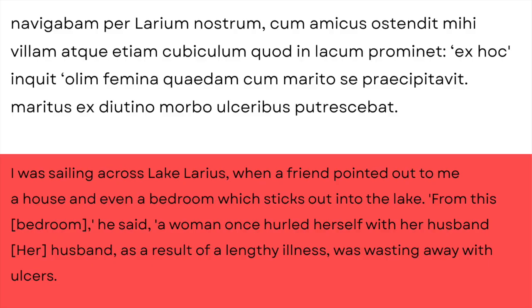Olim, once, femina, a woman. And here, praecipitavit, hurled herself. So the English word we get from this is a precipice. A precipice is something that you would kind of fall off. Cum marito, with her husband. Maritus, husband again. So you've got quite a few words that you do know. The words that you wouldn't know, diutino morbo, lengthy illness. Illness like morbo is where we get morbid or morbidly. Ulceribus, with ulcers. Putrescebat, was wasting away. I think we get putrefy probably from putrescebat. It's grim. He's not in a good way.